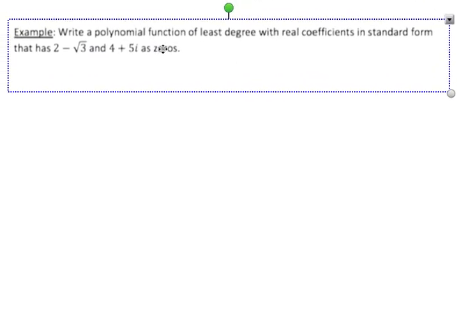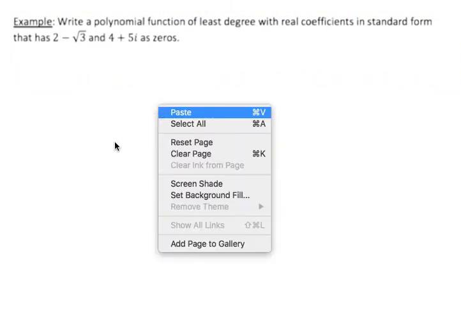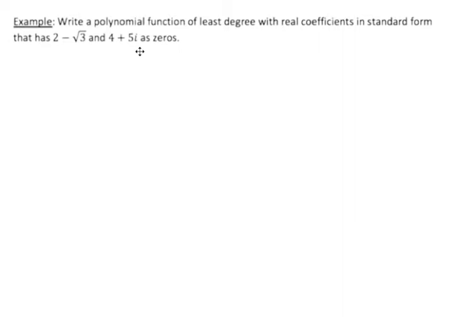Moving on to the second example here. Something that's important to know is that just as your imaginaries travel in pairs, so do roots like this one, 2 minus radical 3. So that's an irrational root. When you have a radical that contains a prime number, it's irrational. So it also is going to have a conjugate that travels with it, which would be 2 plus radical 3. So that means that we know that we have 4 solutions here to this polynomial.